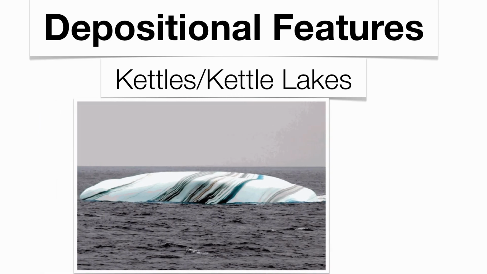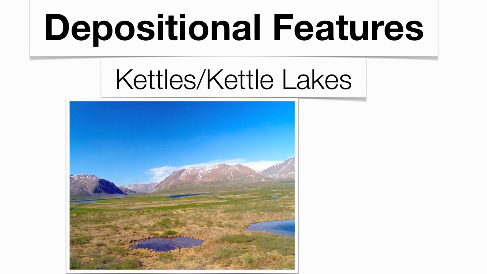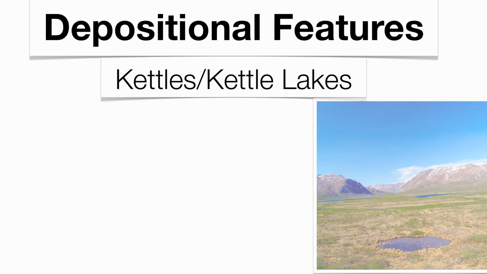Continuing with the depositional features, big chunks of ice that break off in the water are called icebergs. Big chunks of ice that break off on land are called kettles, so they leave a big dent in the ground. Sometimes those kettles get filled up with water, and they're called kettle lakes.